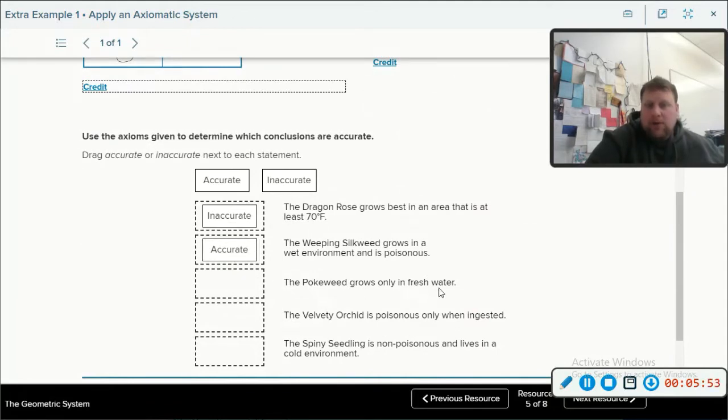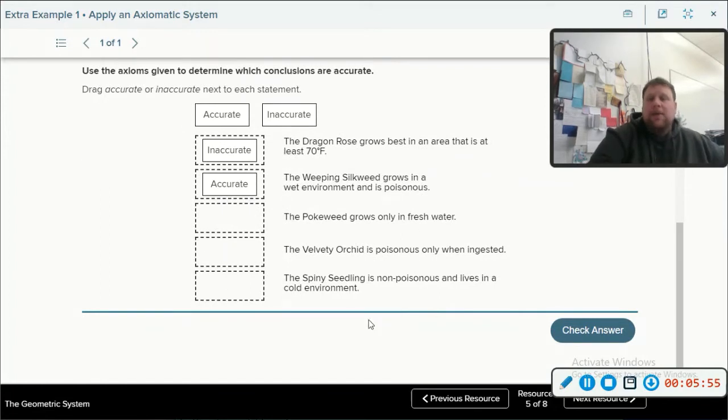The pokeweed grows only in fresh. In fact, why don't you take a minute, try to match the rest up. Pause me. I'll give you a breath. And then I'm going to keep going on.